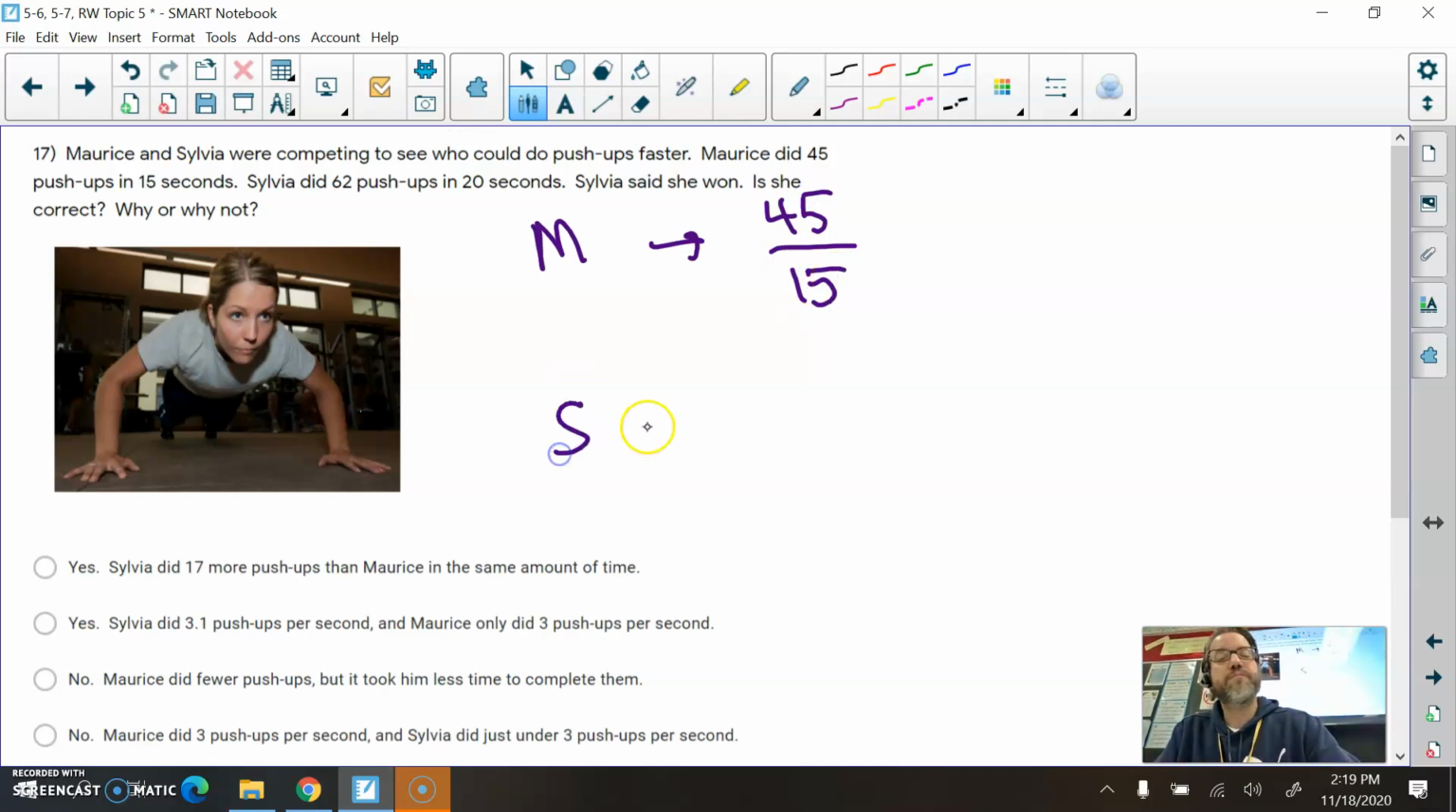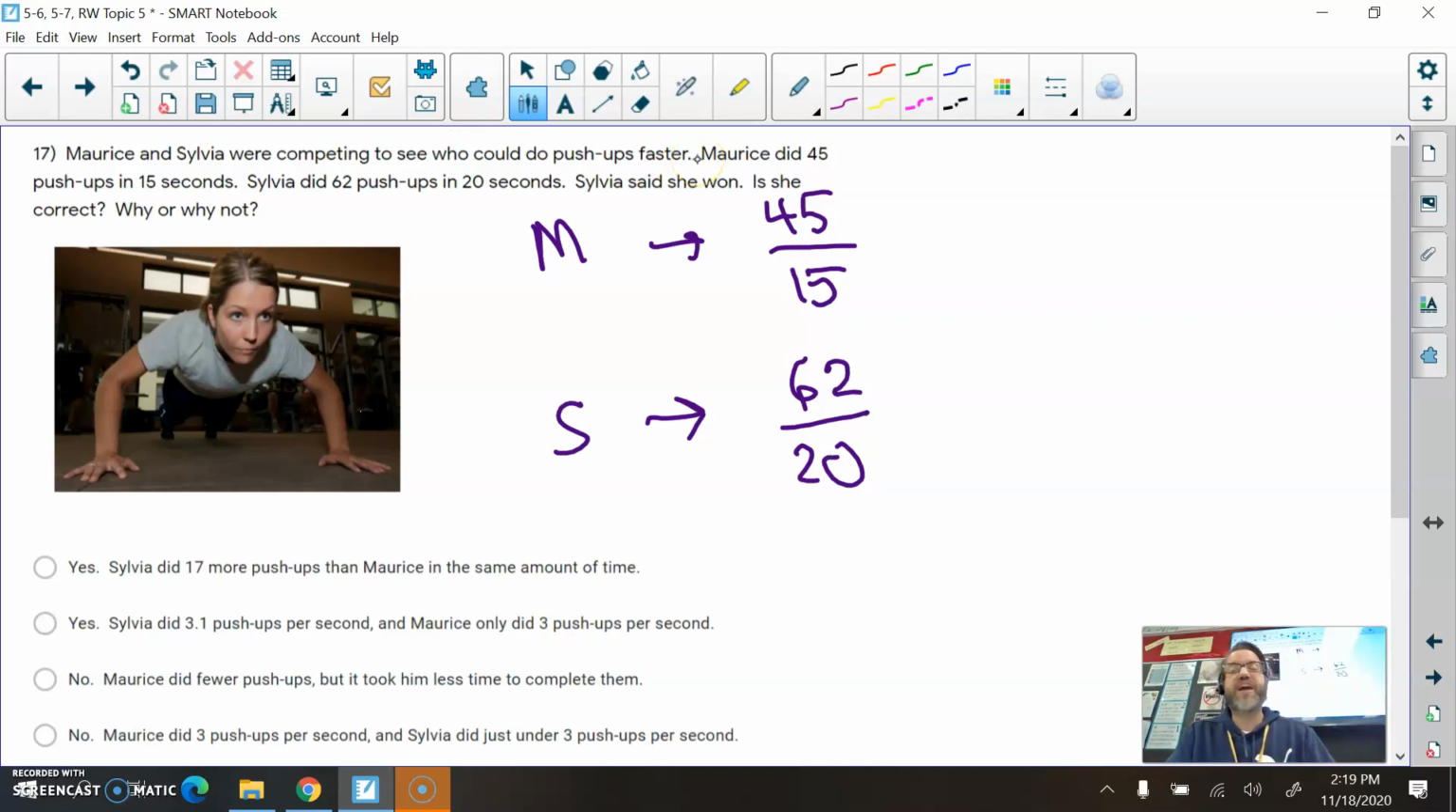Sylvia, there's Sylvia right there, did 62 push-ups in 20 seconds. Sylvia said she won. Is she correct? Why or why not? Now remember, the winner is the one that does more push-ups per second, right? The one that's going faster, because they're competing to see who can go faster.